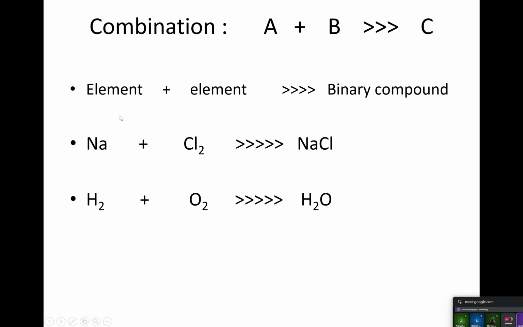Also in a combination reaction, you have hydrogen gas combining with oxygen gas, resulting in the formation of water, H2O. So this is also a combination reaction. And at the same time, it could be called a combustion reaction as well. Could be called combination, could be called combustion. Combustion, why?